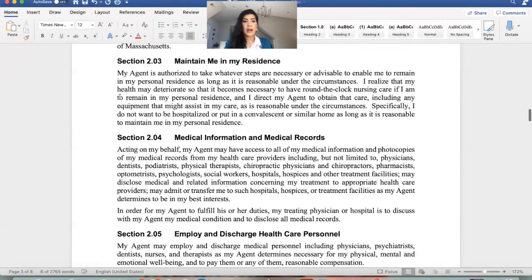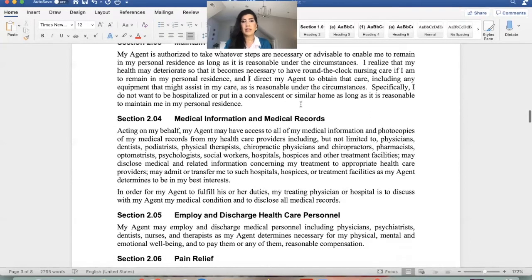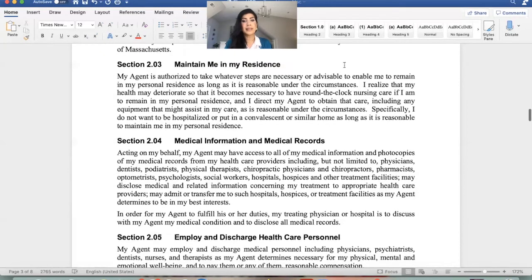You realize that your health can deteriorate and it may become necessary to have round-the-clock nursing care if you remain in your personal residence. So you're directing that your agent has the authority to do what they need to make this happen, as long as it's reasonable.